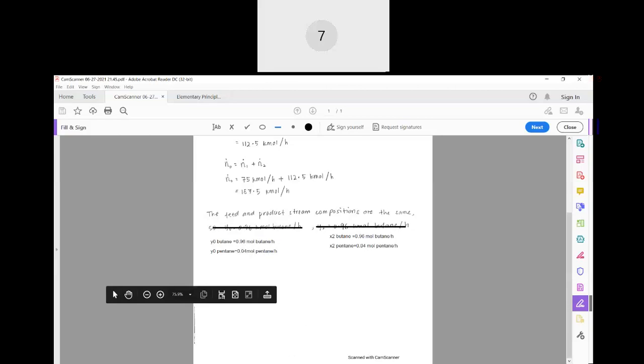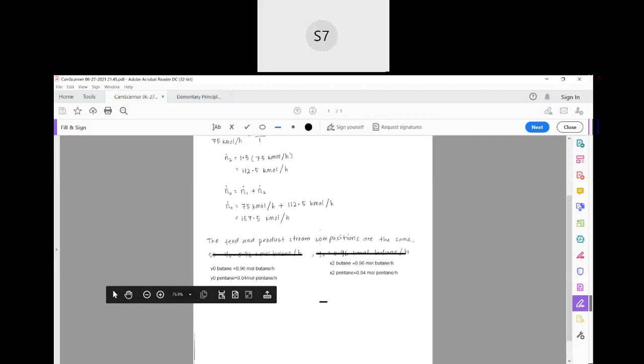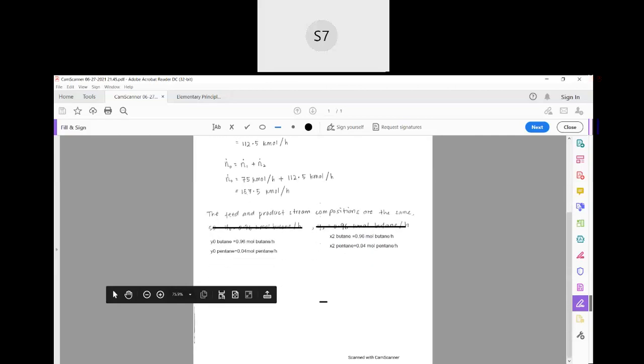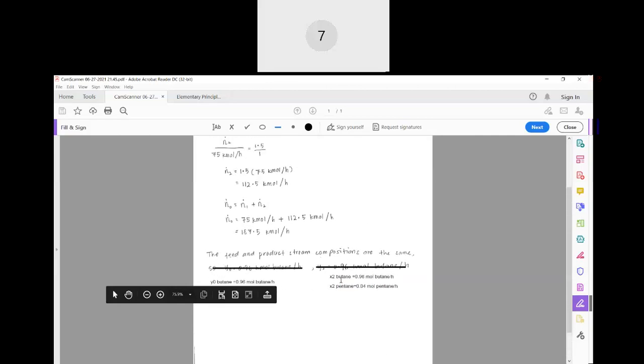Yes. Boleh lah. Jadi feed dengan produk tu memang sama lah. If it is non-reactive, then the total molar flow rate at the product stream will be equal to the feed stream. Okay. That's all from me. Faham.